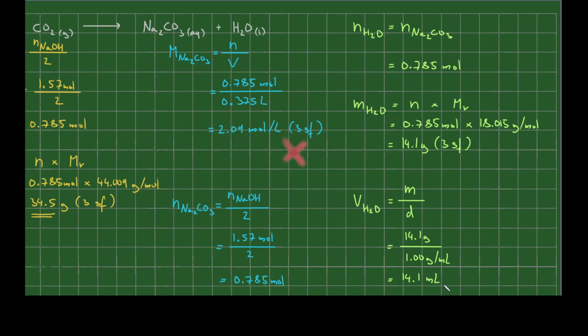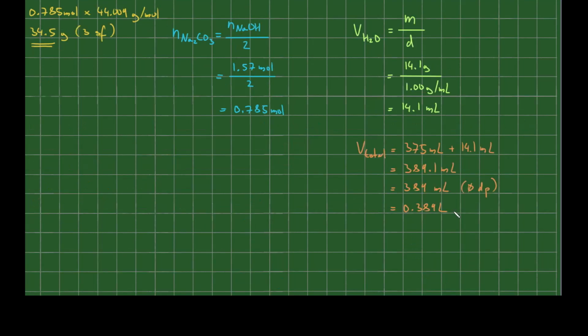The total volume of solution will be the initial volume, 375 milliliters, plus the 14.1 milliliters generated by the actual reaction. So let me scroll down to perform the final set of calculations. And so now I could say that the volume of the total solution is 389 milliliters when rounded to 0 decimal places, or 0.389 liters.